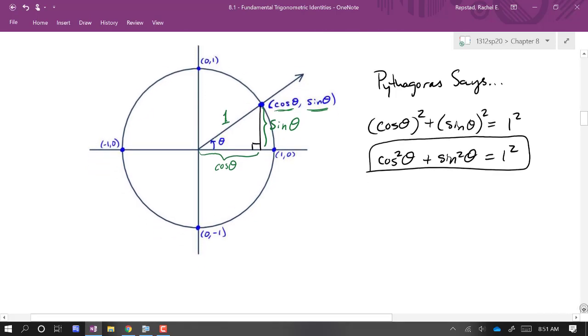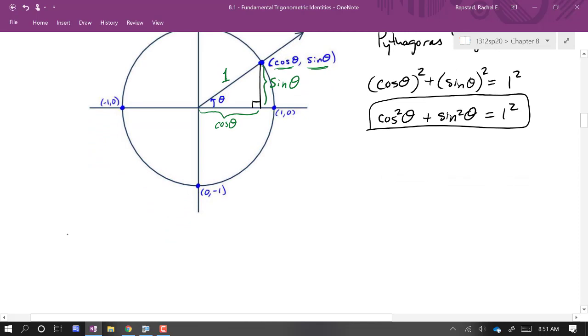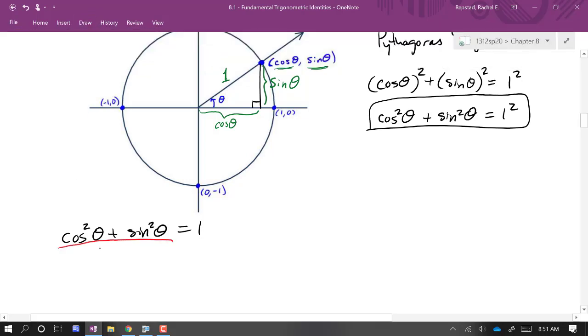Now, I derived the other two. We're just going to do some algebra on this one. So I'm starting with the equation cosine squared theta plus sine squared theta equals 1. If I want the version that involves tangents and secants, what I'm going to do is divide both sides of this equation by cosine squared theta.